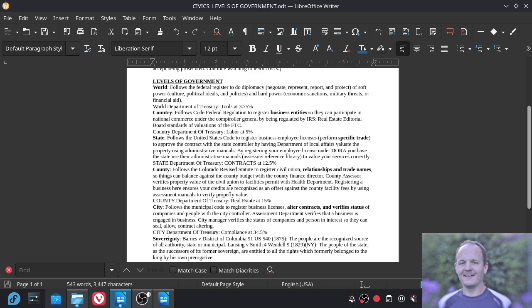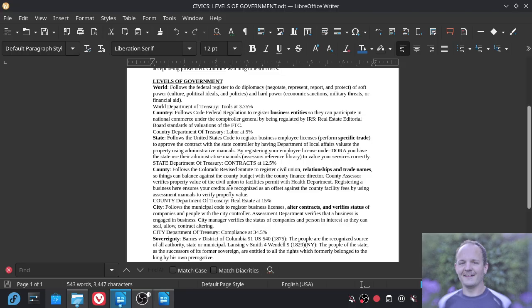The city follows the municipal code to register business licenses, alter contract, and verify status of companies and people with the city controller. Assessment Department verifies that the business is engaged in business. City manager verifies the status of companies and persons in interest so they can still allow contracting altering. City Department of Treasury does compliance at 34.5%.